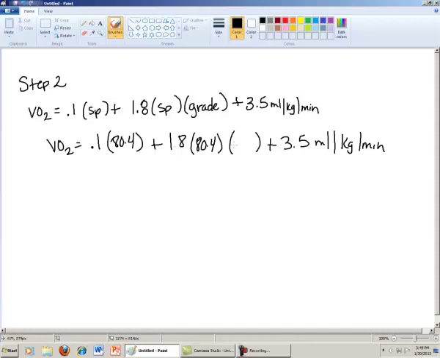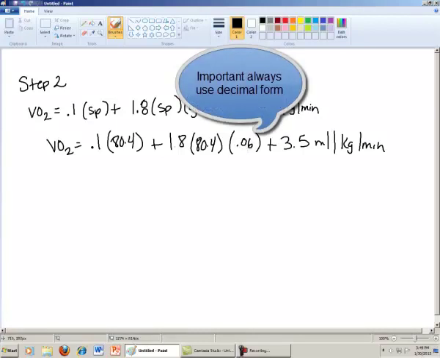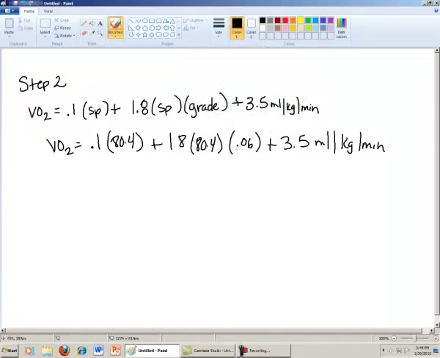Now he wants to walk at a 6% grade. You always want to make sure you put this in a decimal form, 0.06. If you use the number 6 or 0.6, you're going to get a completely wrong answer. So make sure you use this in decimal form. So if it was at a 10% grade, it would be 0.10, 2% grade would be 0.02, and so on and so forth, plus 3.5.